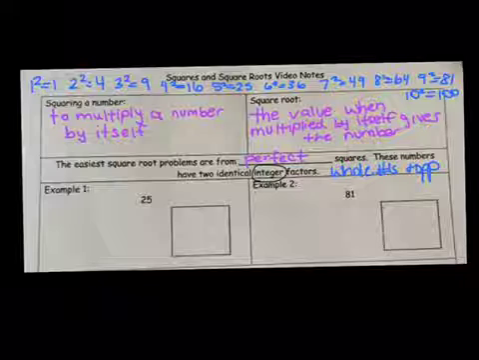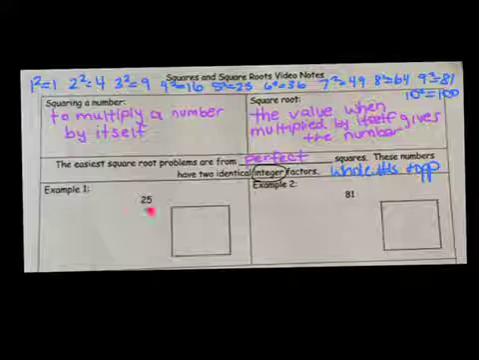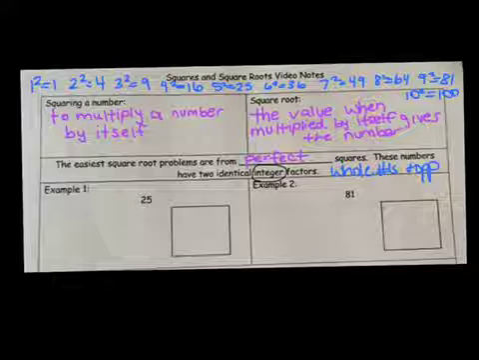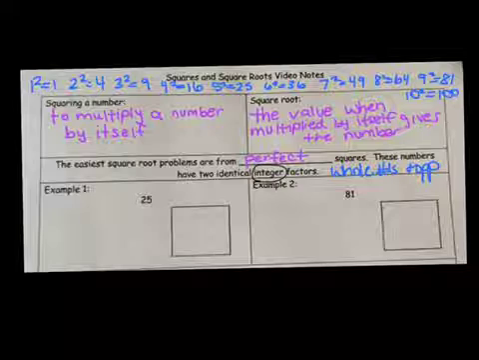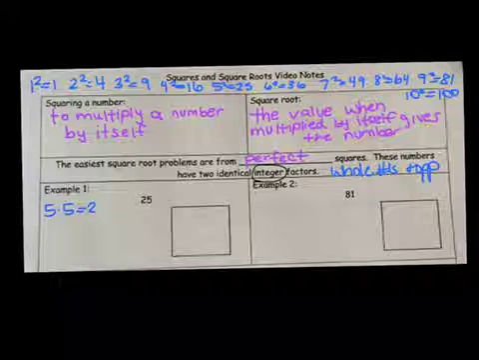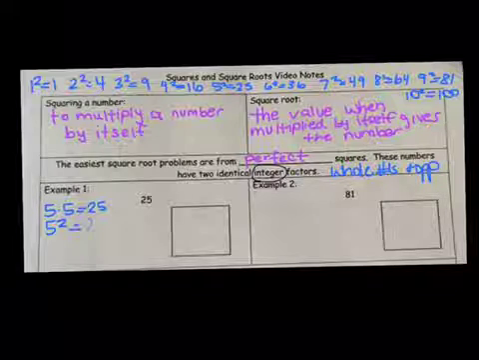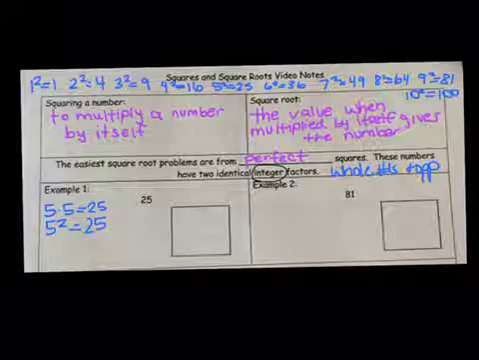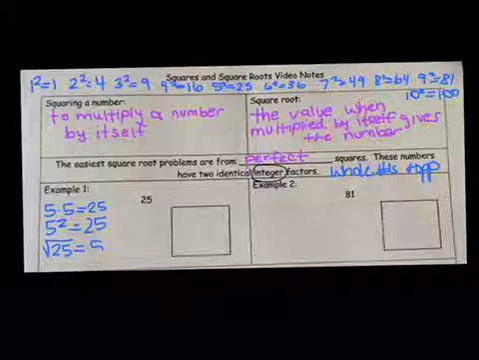Example number 1, we're working with the number 25. So we're looking to take the square root of 25. As we look at the top, we can look at some of the numbers we've listed already. If we look up here, 5 squared, or 5 times 5, equals 25. So we can write 5 times 5 equals 25, which is the same thing as saying 5 squared equals 25. So when we take the square root of 25, our answer is 5.